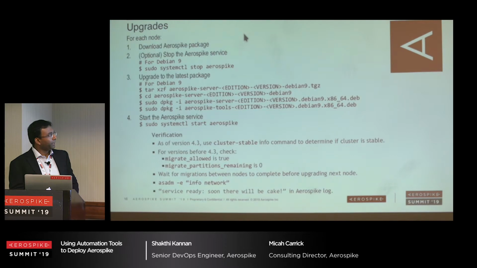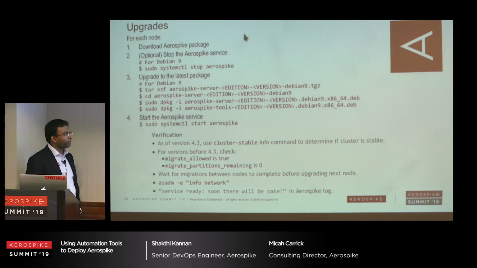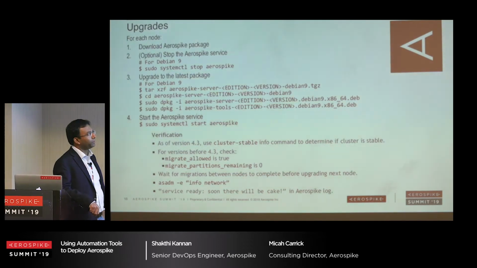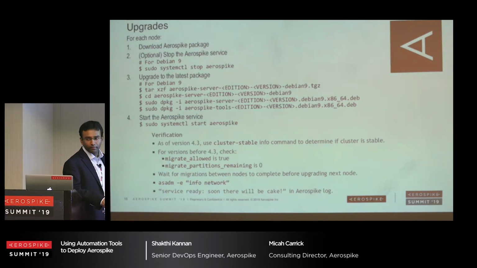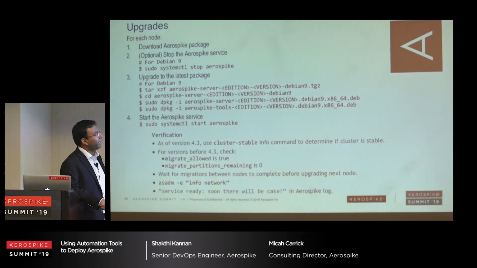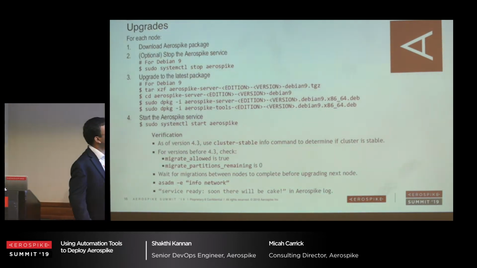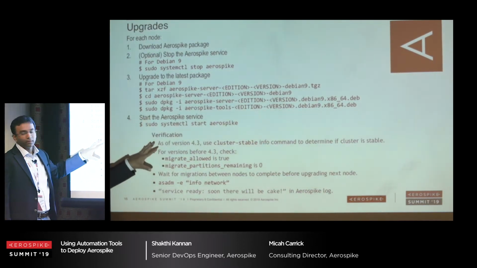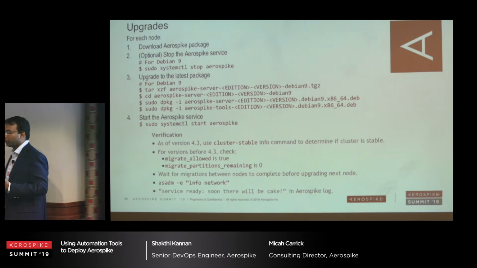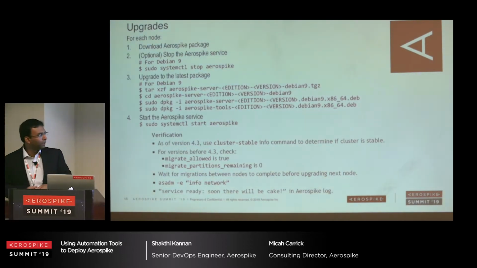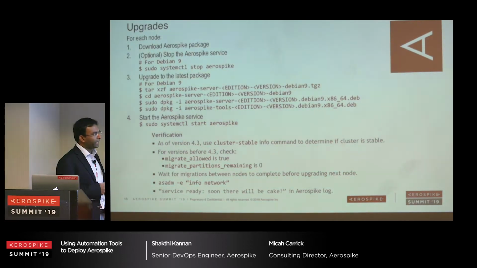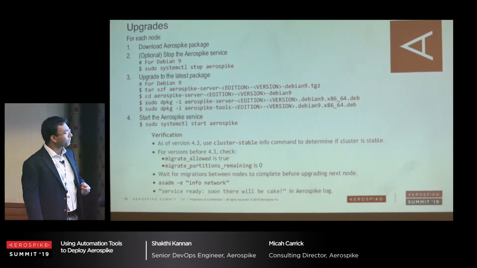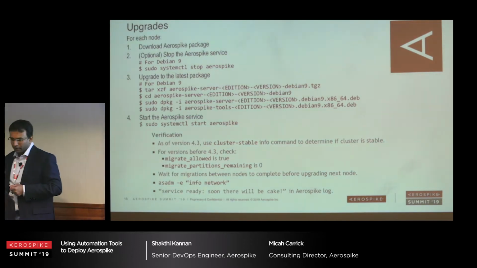Yeah, so upgrades. This is again documented on the Aerospike page. You want to stop the Aerospike service. You make sure you download the package that you want to upgrade to, and then you do the actual upgrade, and then you restart the Aerospike server, and then you want to make sure that things are stable before you upgrade the next set of servers. Now, the checks can differ depending on which version to which version you are doing an upgrade. So I have a small demo here.